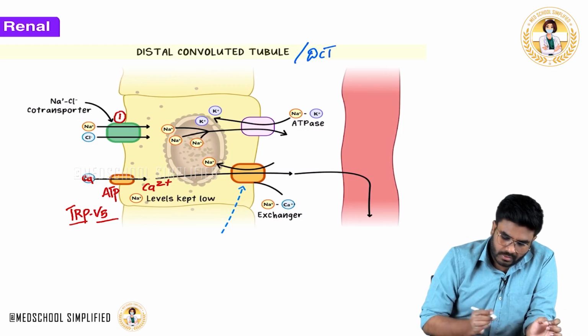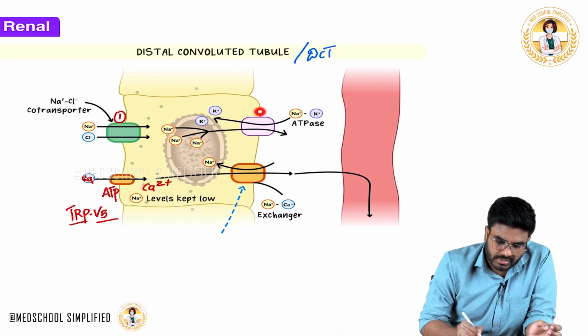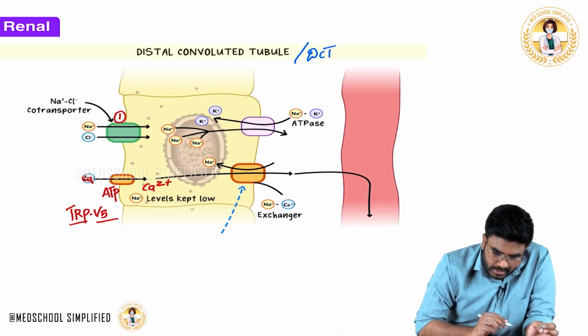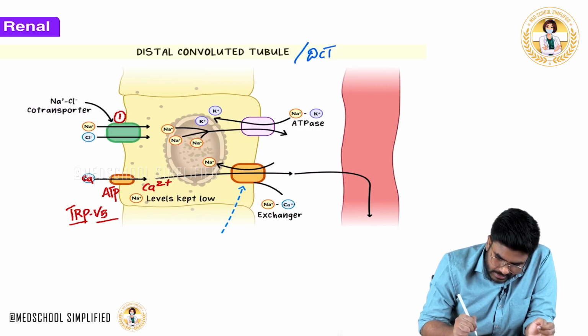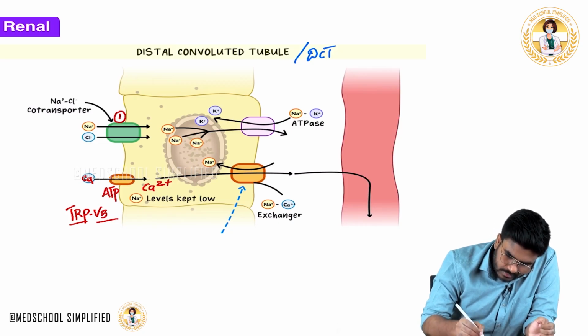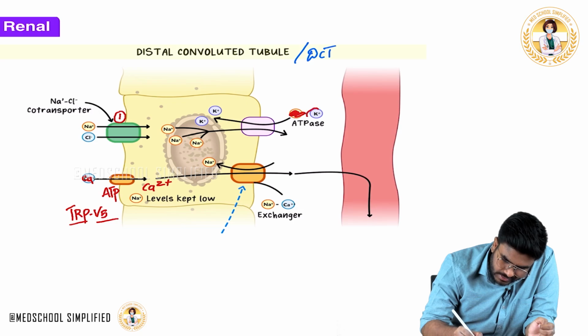Now let's talk about the transporters present on the basolateral membrane. Which transporters are present on the basolateral membrane? Two important transporters are there. What are these transporters doing? Please appreciate, this transporter is taking potassium ions into the cell. How many potassium ions are coming into the cell? 2 potassium ions are coming into the cell.